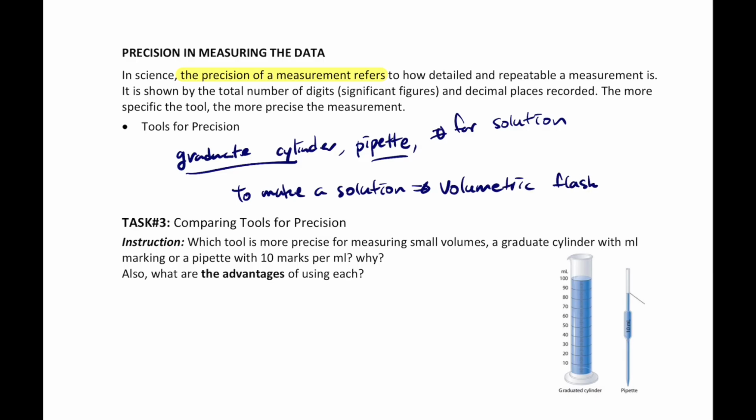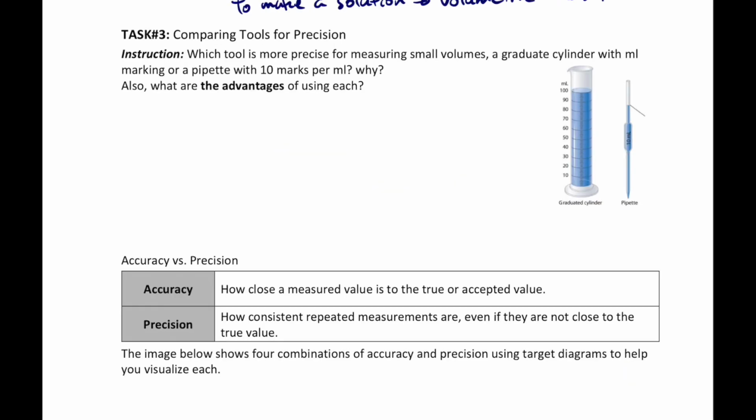Okay, so when we are doing an experiment, the tools that we use to make a solution are different from the tools that we use to measure a solution, right? So based on the situation, we have to use different tools to increase the precision of the measurement. Okay, test number 3. Let's do a question together.